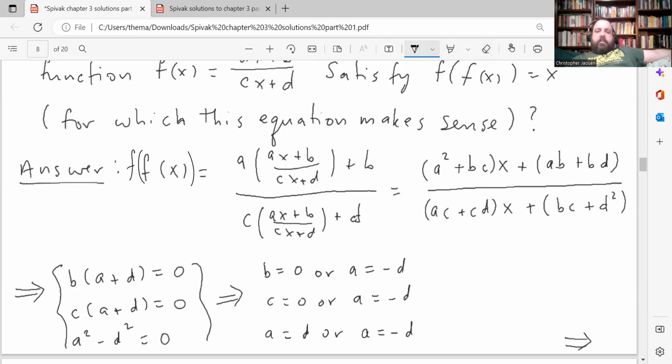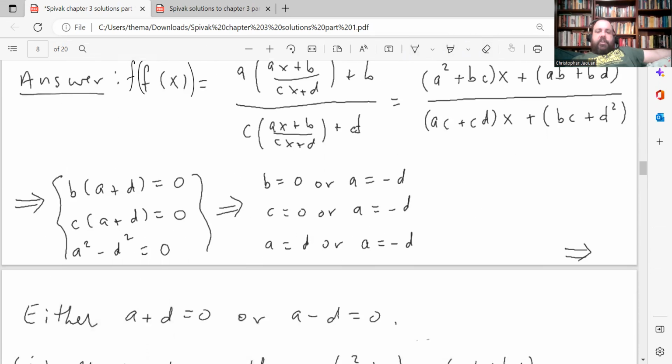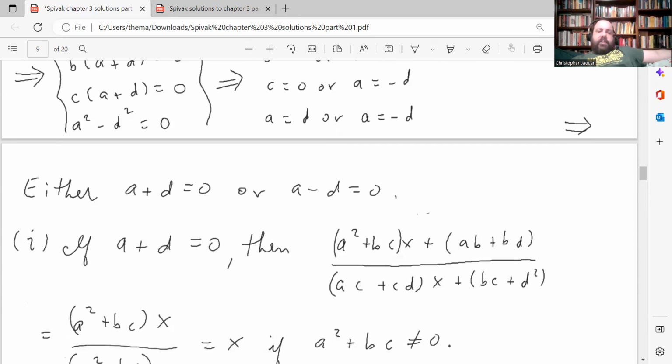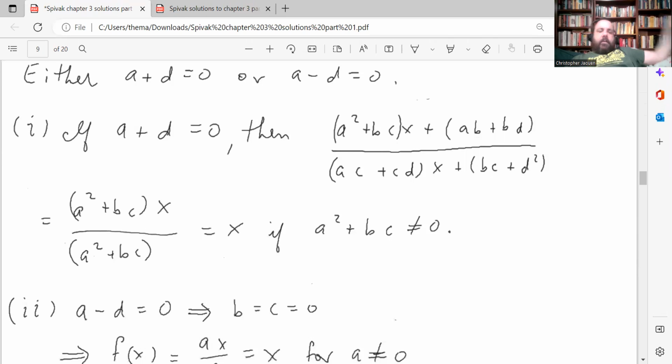All right, and then using those conditions, we get that from the third equation, either a is d or a is minus d. And from the first two, you get either b is 0 or a is minus d, c is 0 or a is minus d, and so on. So there's two things to consider. First, either a plus d is 0 or a minus d equals 0. All right, so I'm doing this in cases here.